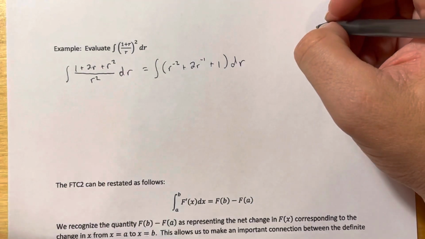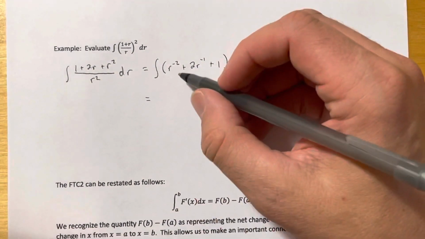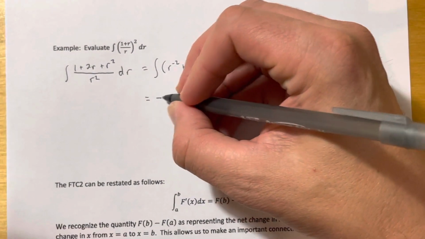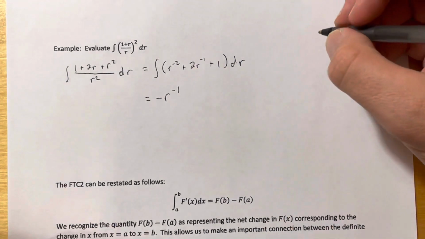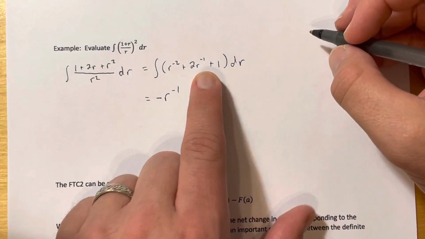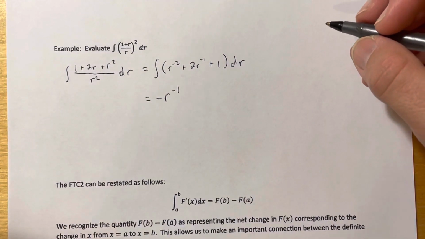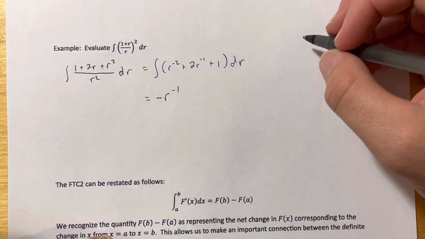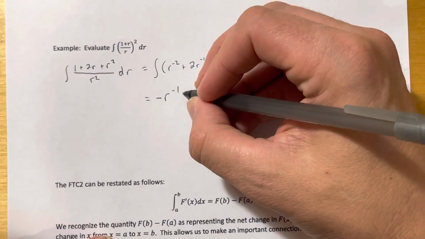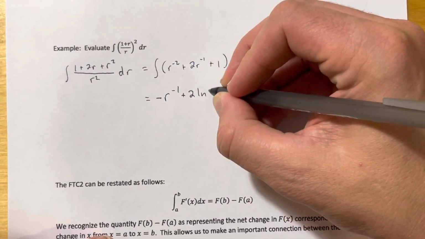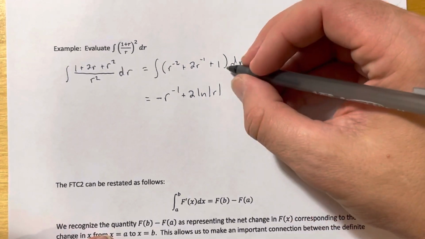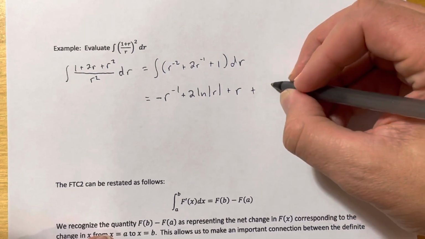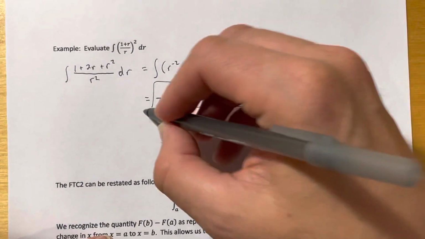Okay, now I can use my power rule in reverse. So once again, add 1 to this exponent, which is going to give me a negative 1, and then divide by that amount, which gives me negative r to the negative first power. R to the negative 1 power is the same thing as 1 over r, and as we've seen, the antiderivative there is the natural log of the absolute value of r. But I have a plus 2 here, so that 2 becomes a coefficient again. Okay, and then this 1 we know will become just r. And then plus c. Have to include that plus c.